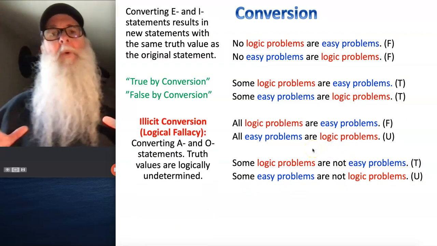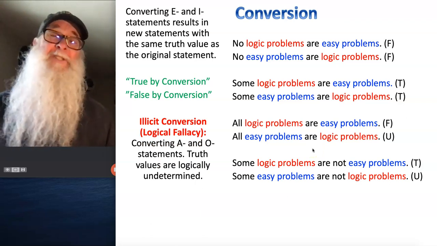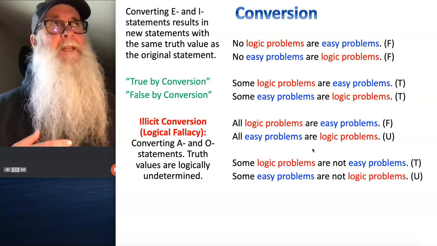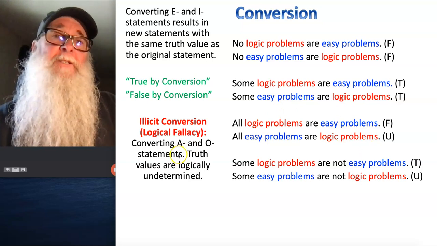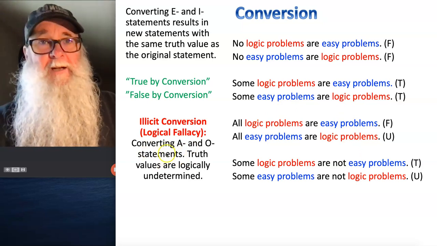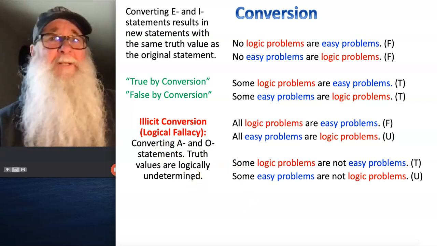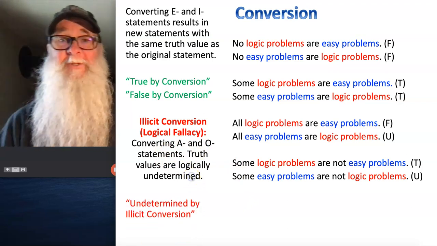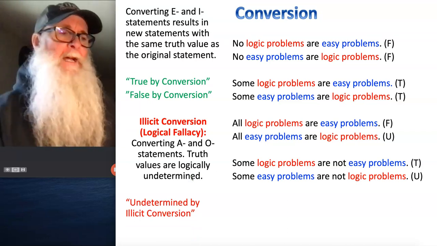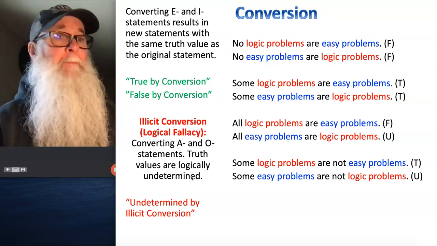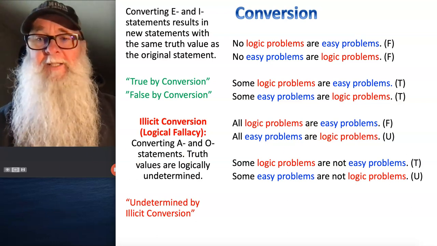And that's because when we try to convert A statements or O statements, we're committing the logical fallacy called illicit conversion. Illicit just means it breaks the rule, right? Or it's against the law. It's against the rule. And it's against the rule of conversion to apply that operation to A statements and O statements. That's going to generate new statements that aren't terribly useful for us because we don't know if those new statements are true or false. They're undetermined by illicit conversion. And again, by using this phrase by illicit conversion or by conversion, we're identifying the rule that proves our judgment true. All right, so that's conversion.